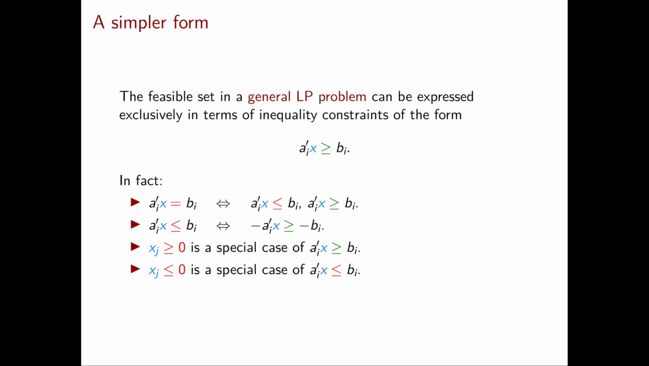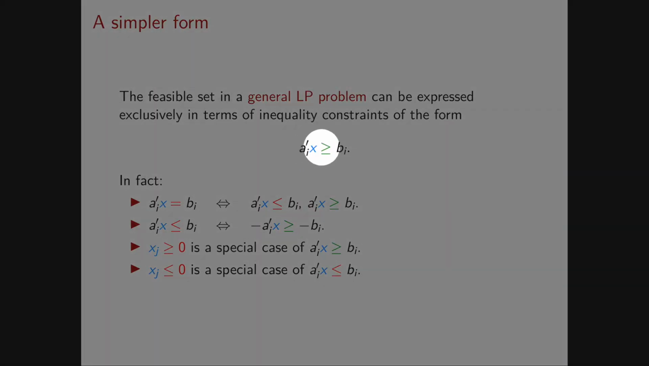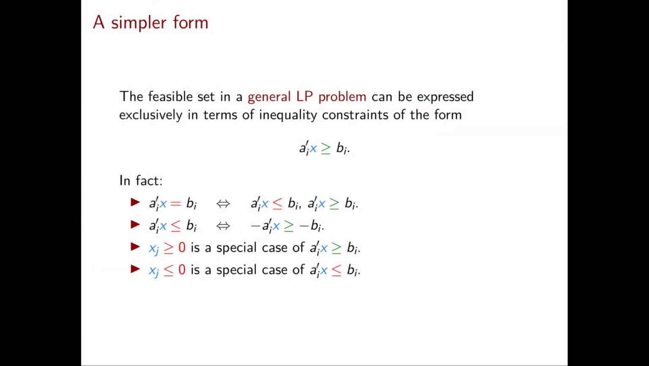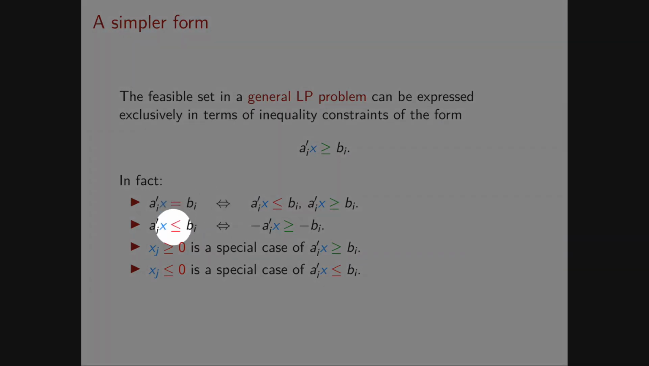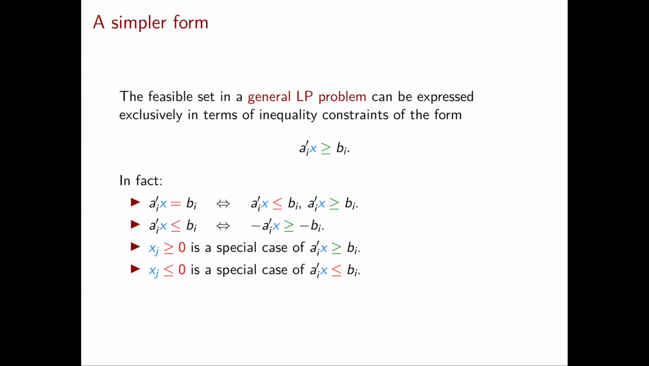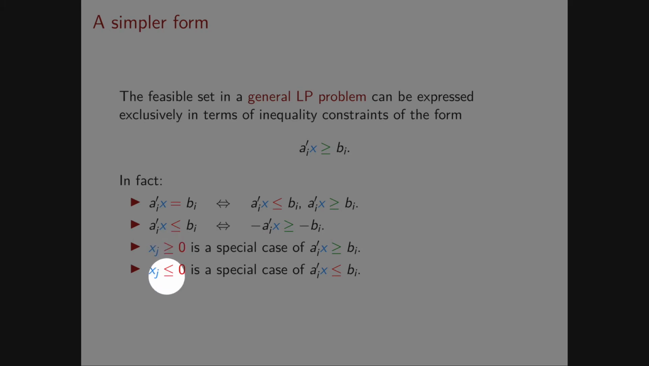In the definition of a general linear programming problem, we have seen that we can have different types of constraints. Now we're going to see that we really need only one type of constraint, namely the constraints of the form a transpose x greater than or equal to b. The other types of constraints in the definition were the equality constraints, the inequality constraints with the opposite direction, and then the sign constraints on the variables, both the non-negativity and non-positivity form. So how can we model all these types of constraints using only constraints of the form greater than or equal to? Well, this is very simple, really.